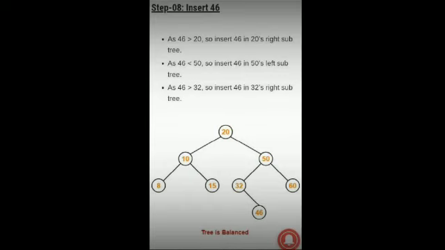The next element to be inserted is 46. 46 is greater than 20. So we need to insert 46 in 20's right subtree. 46 is greater than 32. So we need to insert 46 as 32's right subtree. We inserted. The tree is balanced.